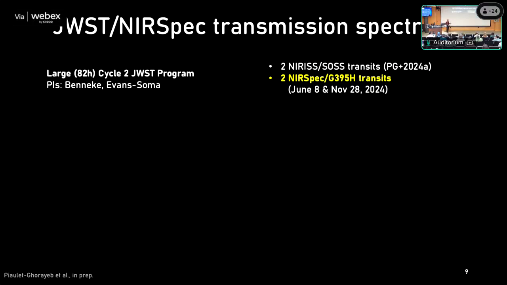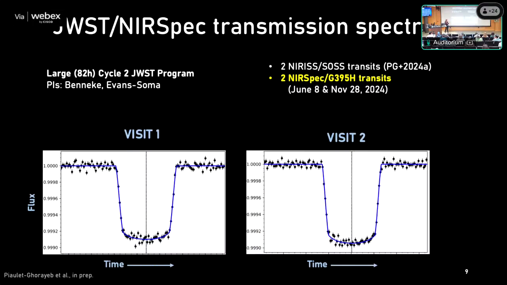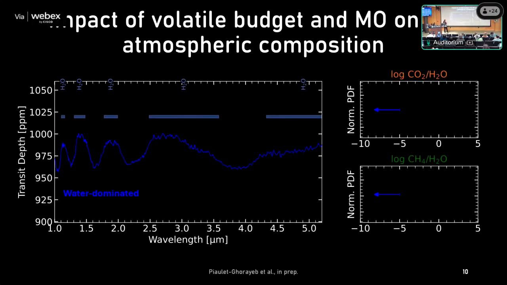So we obtained 2 transits with NIRSpec G395 last year. The transits are relatively well behaved. There's a little bit of stellar activity to speak of, but nothing very worrisome. And just before I show the results, I want to speak at a high level of the different scenarios that we're trying to tell apart here.